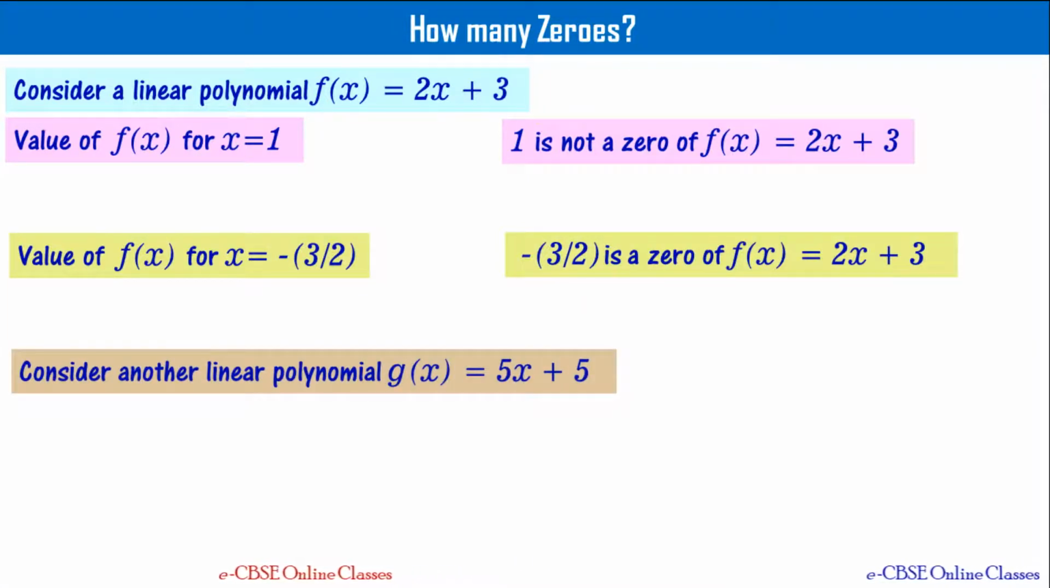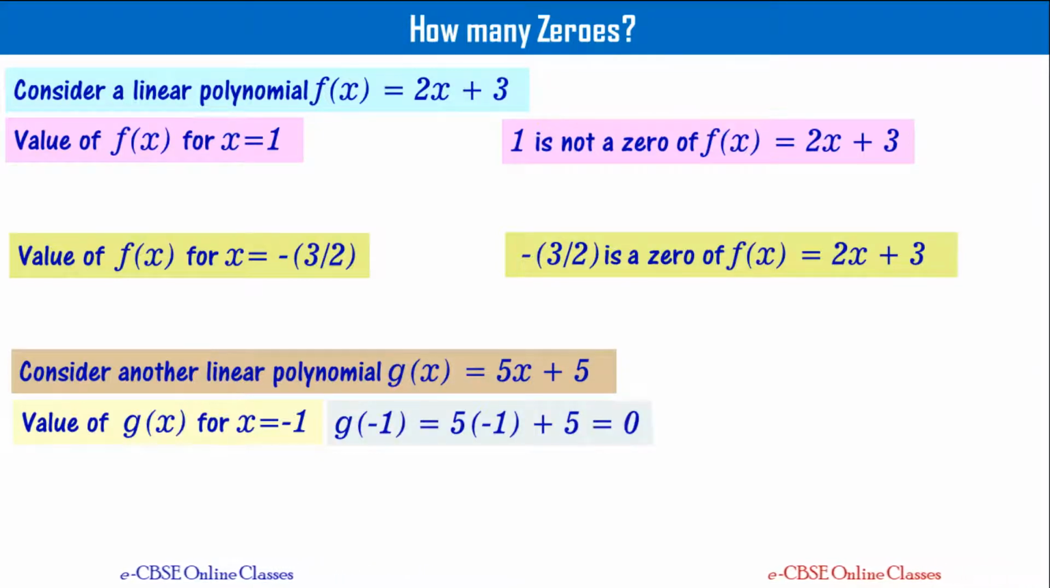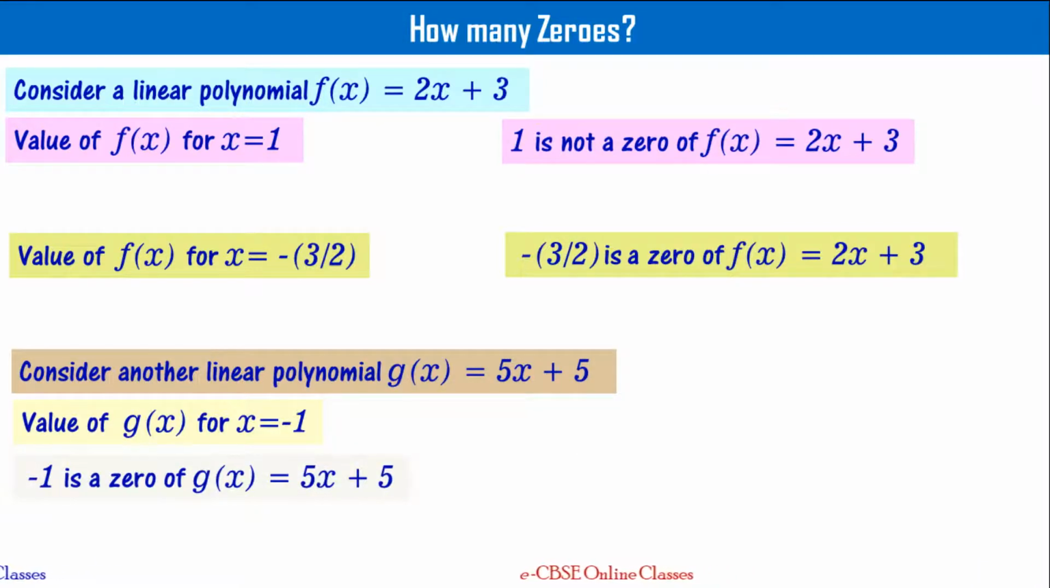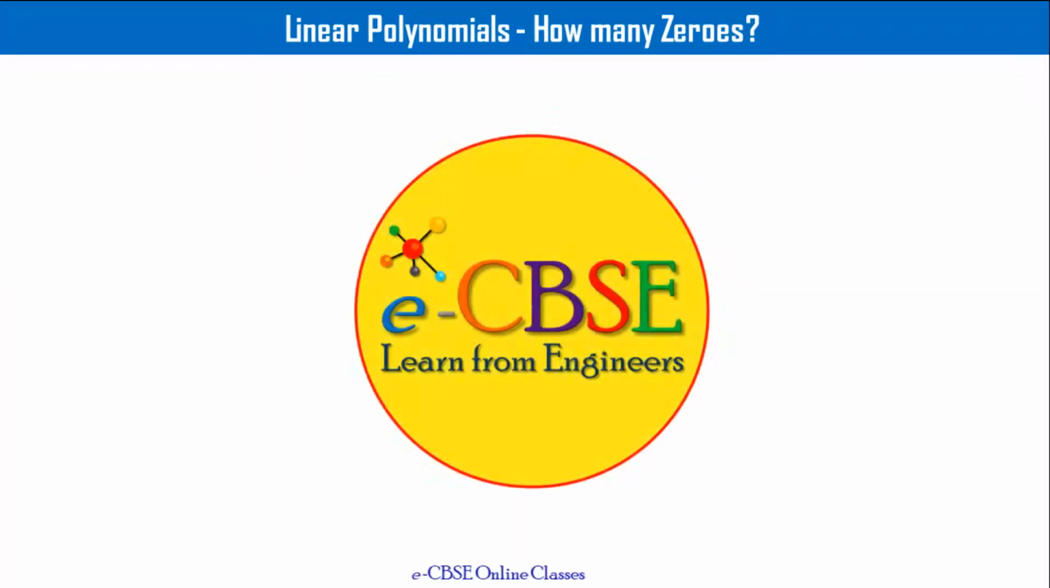Let's consider another linear polynomial, that is g of x equal to 5x plus 5, and find value of g of x for x equal to minus 1. When you substitute minus 1 for x in this equation, what you get is g of minus 1 that is equal to 0. It means that minus 1 is a 0 of g of x equal to 5x plus 5, right? At the end of this exercise also, we are not clear how many zeros are possible for a linear polynomial.